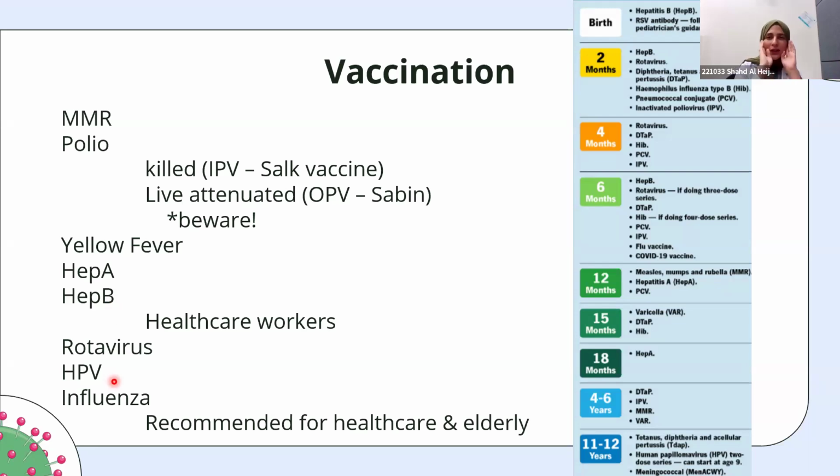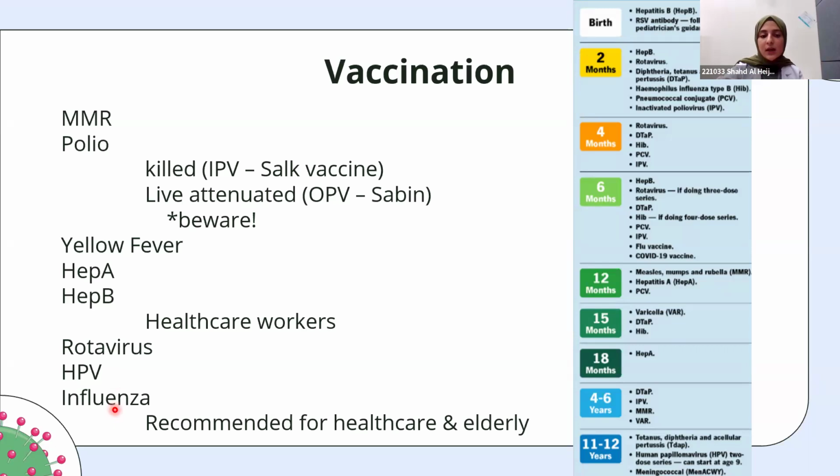So HPV, in our countries, is usually given to females. In other countries, they usually give it also to males that are high risk. It's usually given at age 11 to 14 years, and it's usually 2 doses, sometimes 3 doses, to protect against cervical cancer.